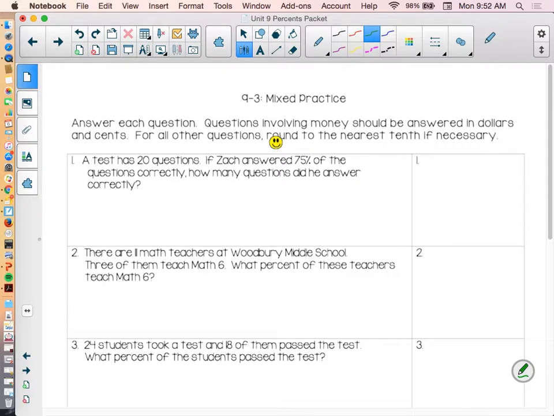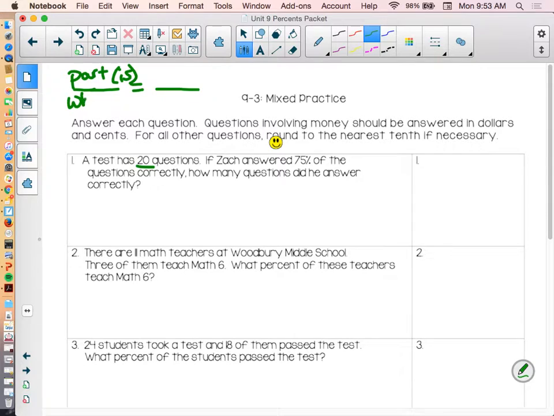If a test has 20 questions, always look for the numbers in the problem, and be thinking in the back of your head of that percent proportion. If you want to rewrite it up at the top of your paper, you totally could. If you don't understand what I'm talking about with a percent proportion, then I need you to go back and watch video 9-2.